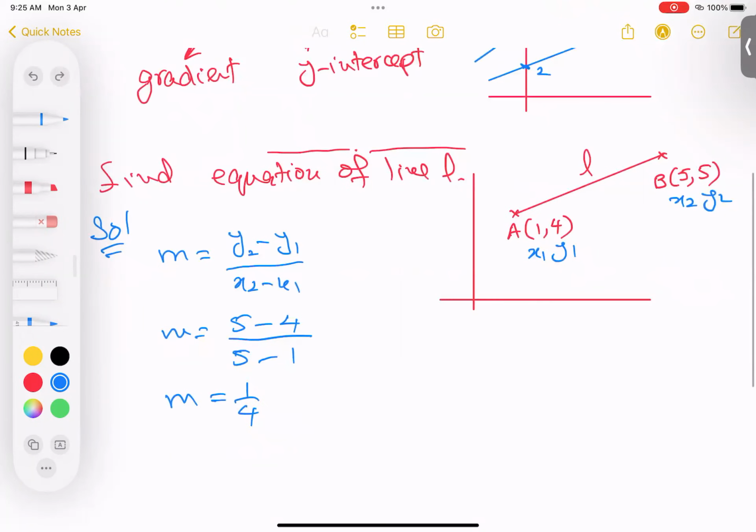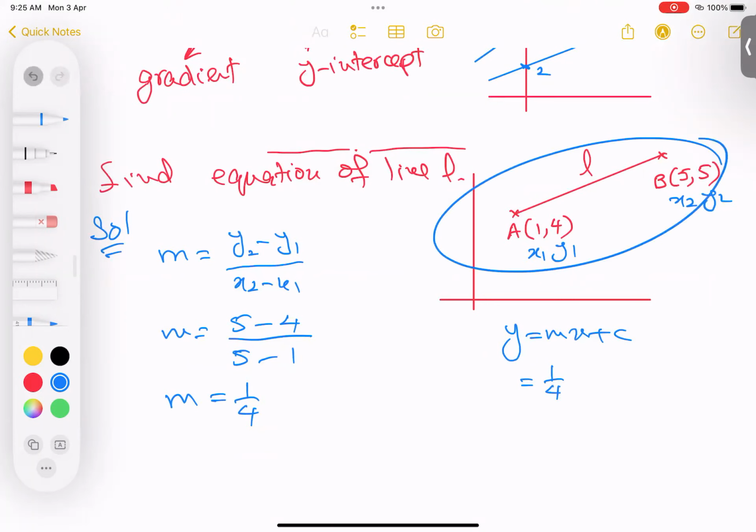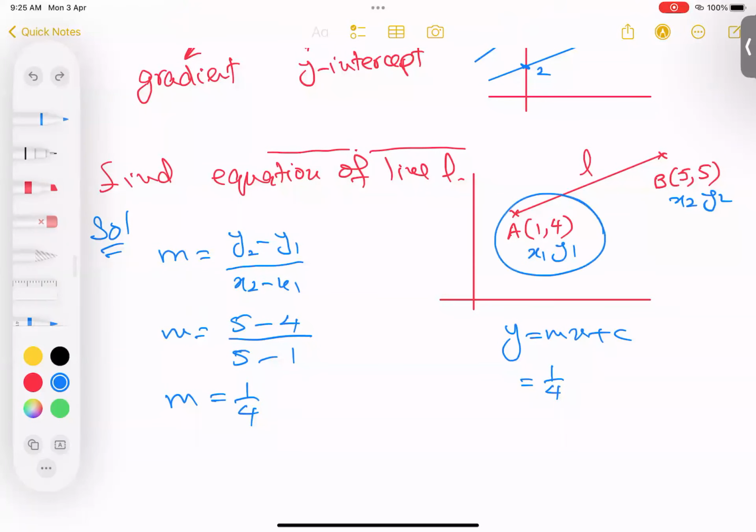So first of all, write the formula: y is equal to mx plus C. Now this M value will come here. I will replace it here. Done. Now, in the place of y and x, I will plug in any one pair. You decide. For example, one student says I will use A, another says no, sir, I will use B. So no effect will come. I will show this again also, inshallah.